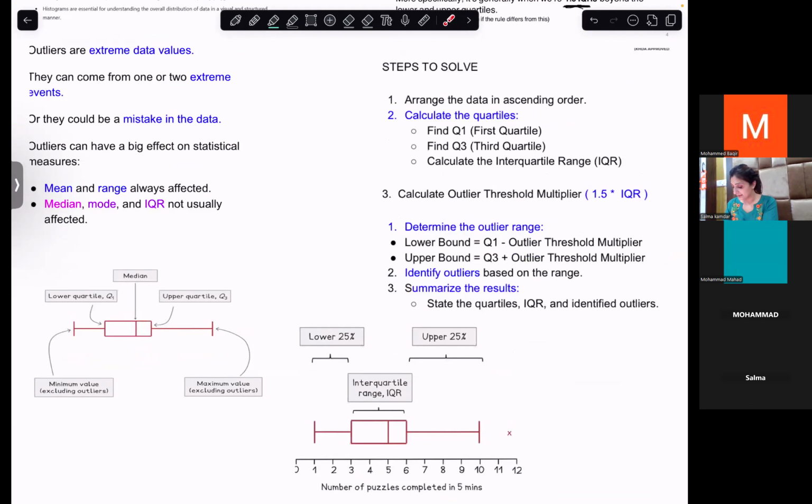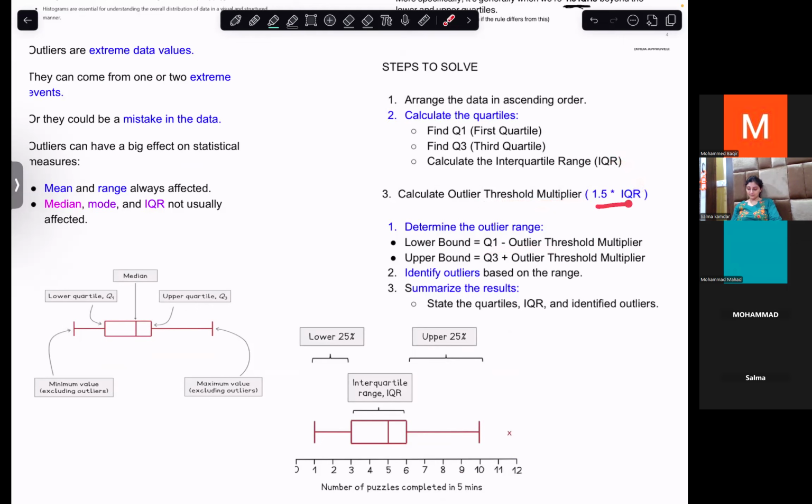Okay, how do you find the outlier? There are two kinds of outliers: one which exceeds the upper bound, and one that is lower than the lower bound. Okay. So to calculate the lower bound, you have to do Q1 minus the outlier threshold multiplier. The outlier threshold multiplier is normally 1.5 times IQR. But how is IQR calculated? IQR is calculated by Q3 minus Q1.